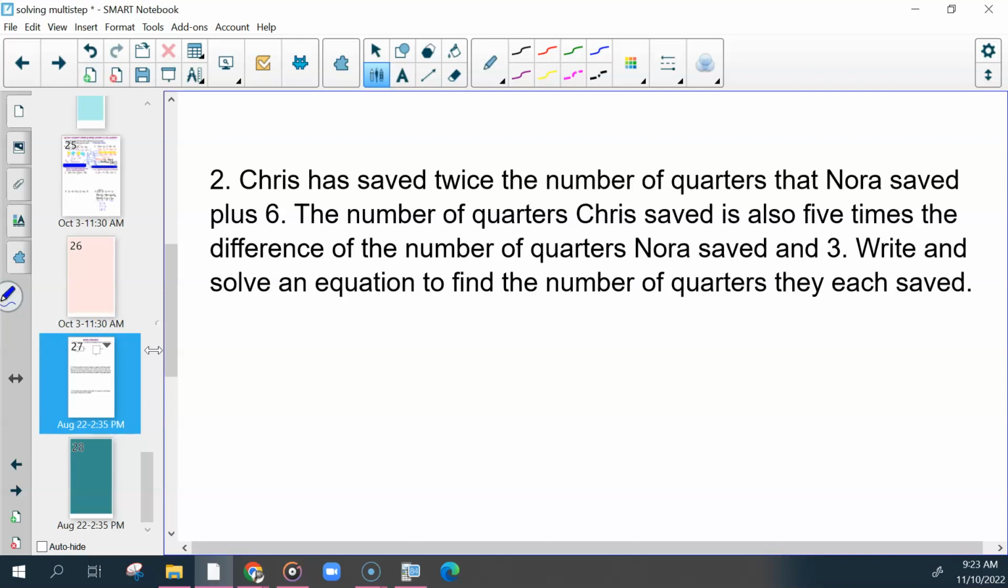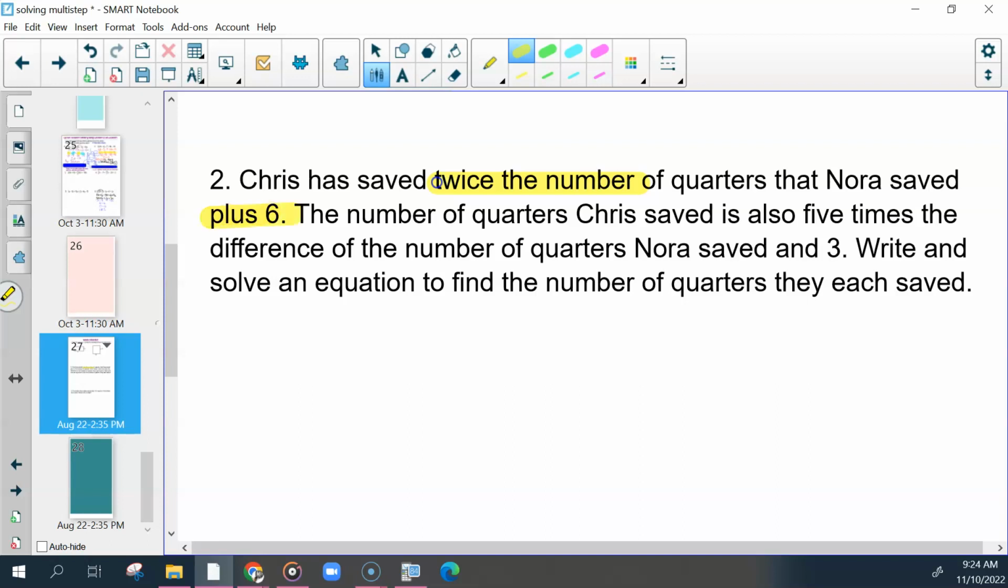So let's read number 2 first, either on the board or on your paper with me. Chris has saved twice the number of quarters that Nora saved, plus 6. The number of quarters Chris saved is also 5 times the difference of the number of quarters Nora saved and 3. Write and solve an equation to find the number of quarters they each saved. So, important things. What do you think is important here? Twice the number.